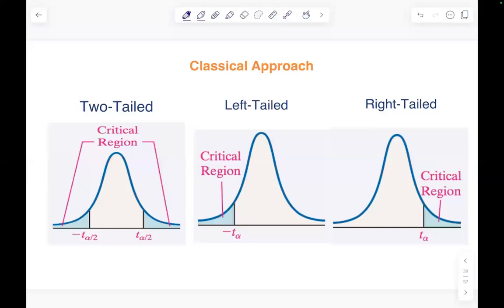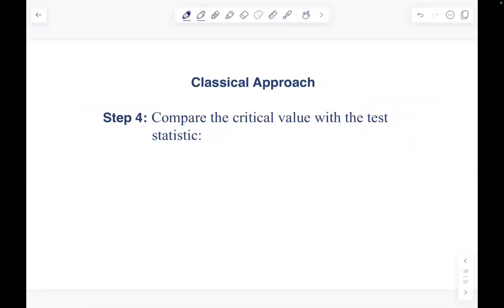Is it okay that I'm moving quickly through the things that are redundant? I just want to make sure I'm not losing anyone. Okay. It's not new information. It's just different symbols. We have t values, they're just t values instead. Then compare the critical value with the test statistic.